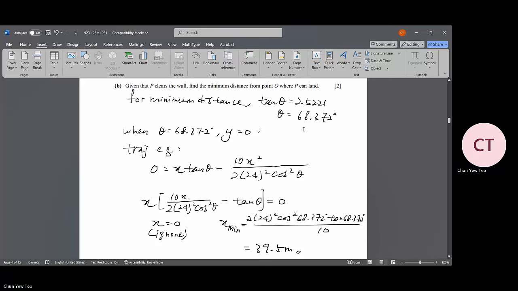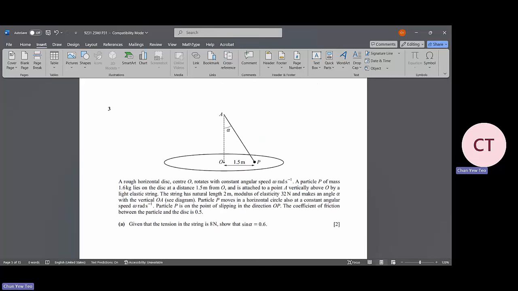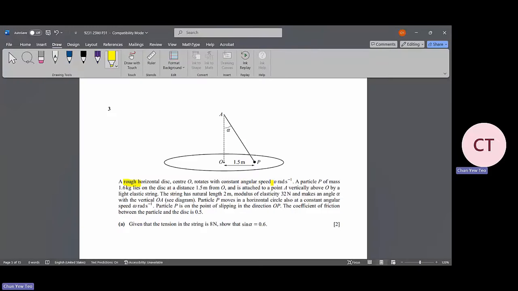Okay, now we move on. We have question number 3. A round horizontal disc, center O, rotates with a constant angular speed of omega radians per second. Particle P of mass 1.6 kg lies on the disc at a distance of 1.5 meters from O, and is attached to a point A vertically above O by a light elastic string.